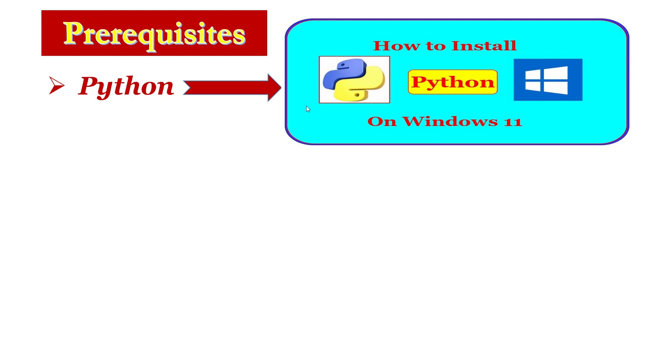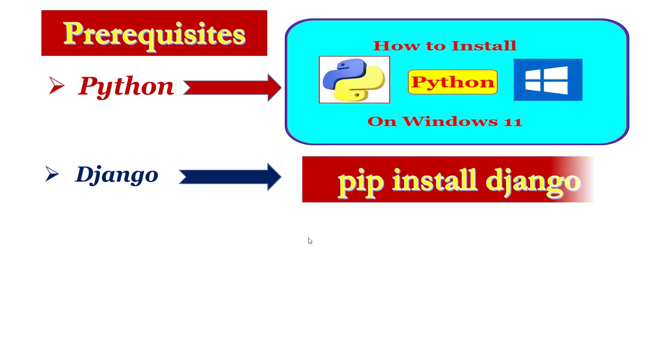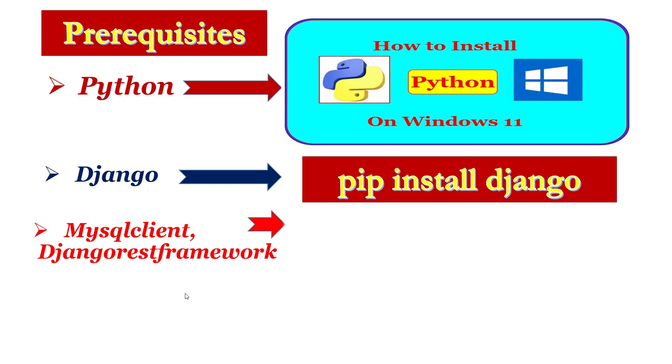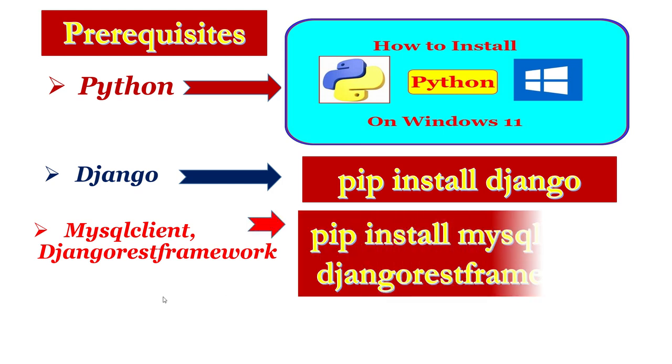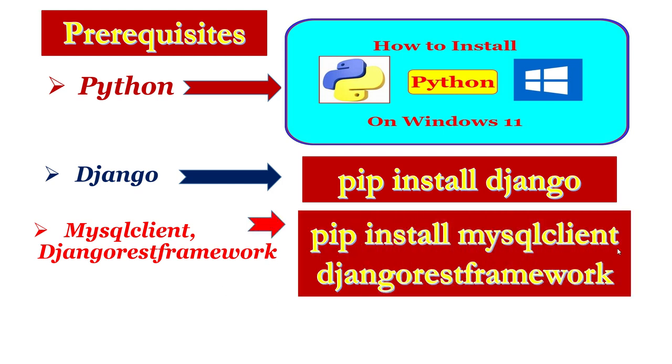If you have not installed it, you can refer to my video which will guide you on how to install Python on the Windows operating system. Next you need to install the Django web framework. This is a web framework which will help us to create web applications in Python, and this is the command with which we can install Django. Next, like we need to install MySQL client because we are going to connect with a MySQL database.